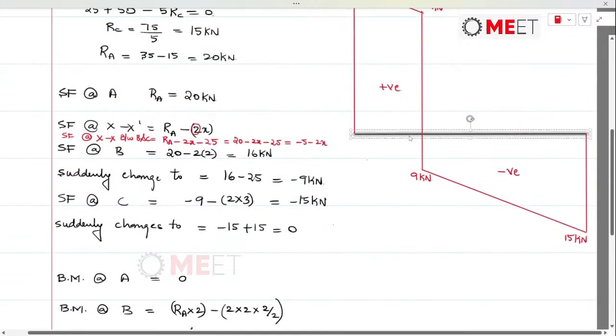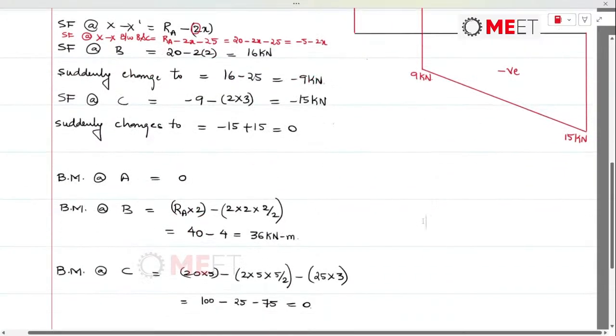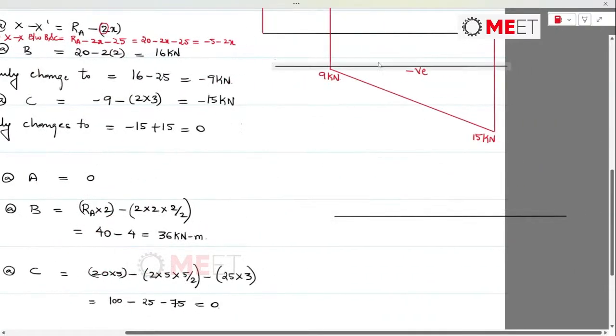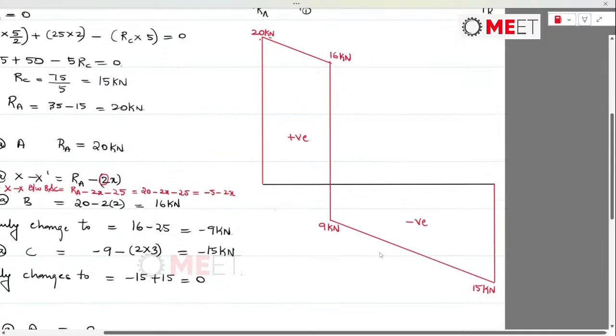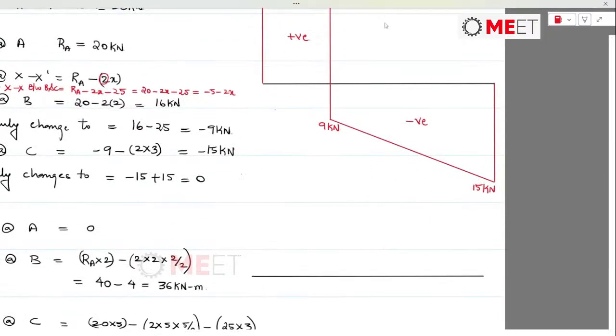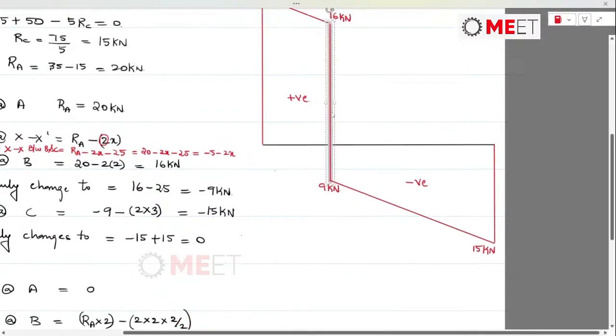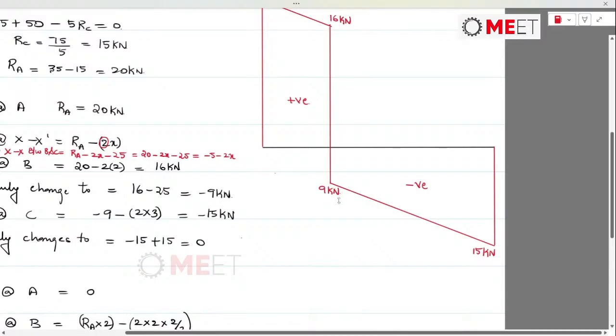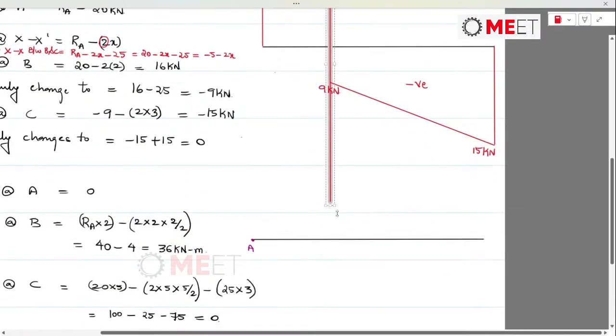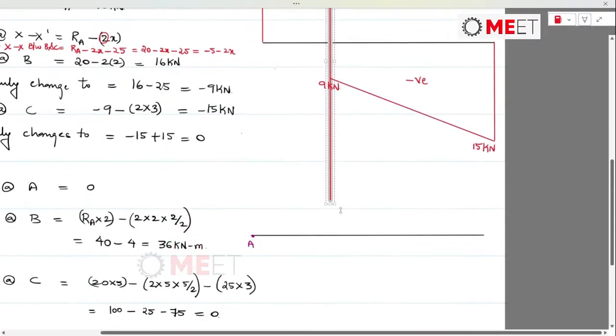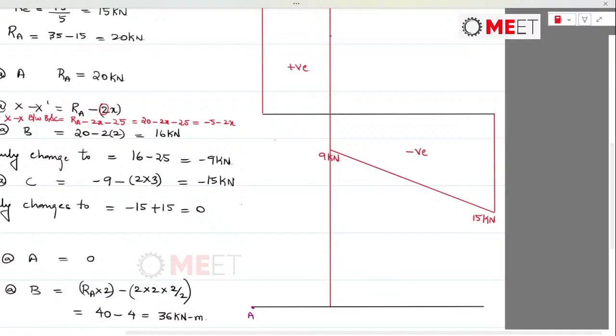Next is the BM diagram. If we require to draw it, then it is going to be a second degree curve. Now bending moment at point A will be 0. This is A. And at point B, the bending moment will be maximum as the shear force is undergoing sign transition. So the location where shear force is undergoing sign transition, we get the maximum value of the bending moment. So it is going to be a second degree curve, a parabola.